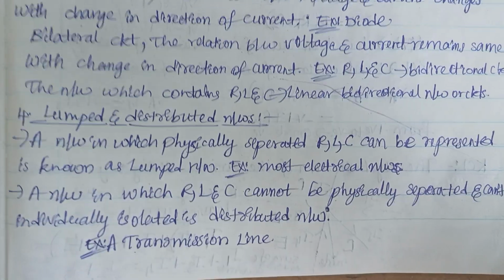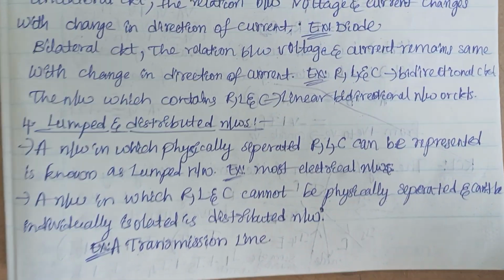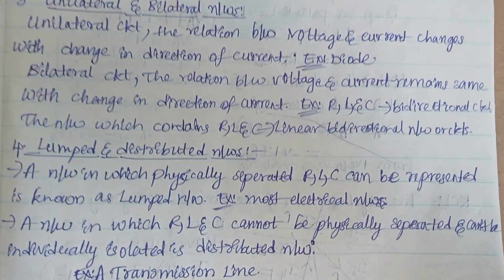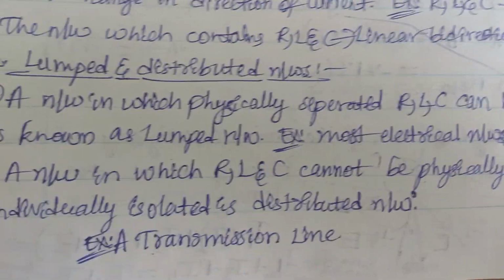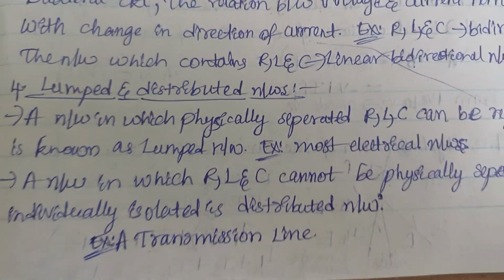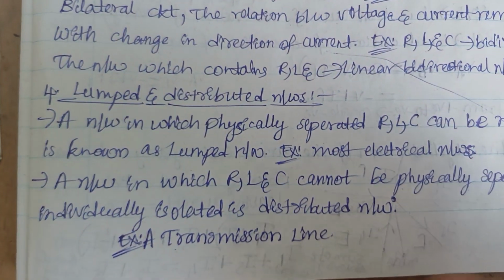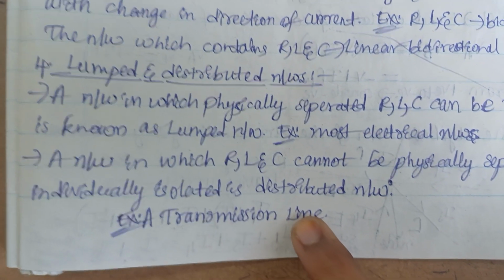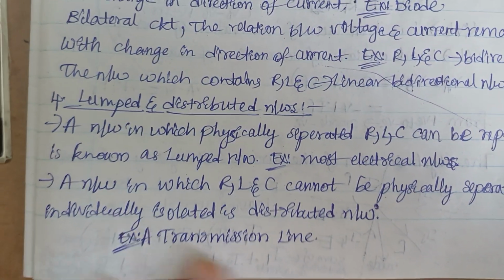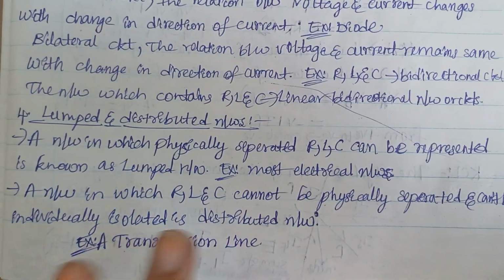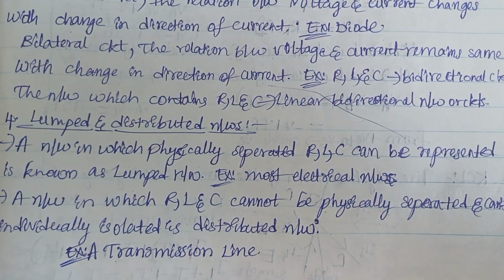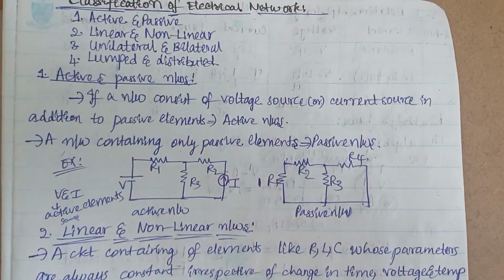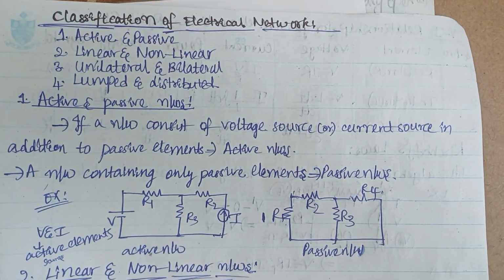You don't need to go into much detail regarding this. You just want to know what is what. An example of a lumped network is most electrical networks, and a distributed network is like a transmission line. In a transmission line, the RLC cannot be physically separated and cannot be individually isolated. And this is about the classification of electrical networks.